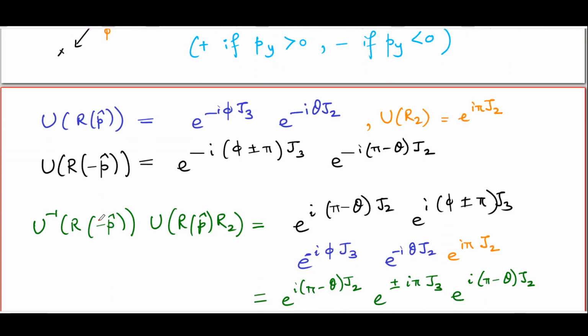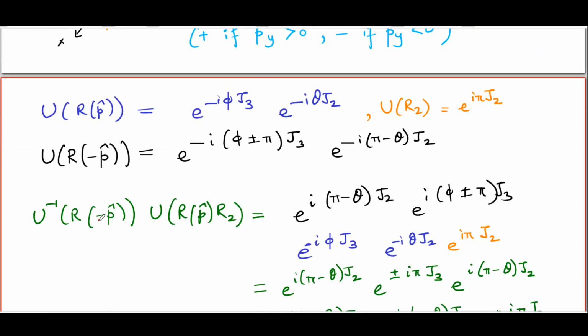So now let us take a look at the two standard rotations, or rather the corresponding unitary operators. U(R(p hat)), of course, as we had already seen earlier, is e^(-iφJ3) e^(-iθJ2). And then of course you have U(R2), this particular operator, which is e^(iπJ2). We must remember that.